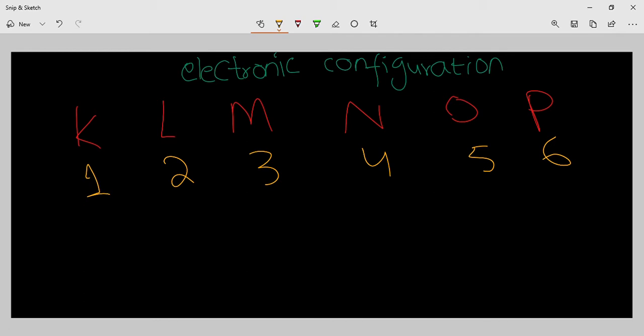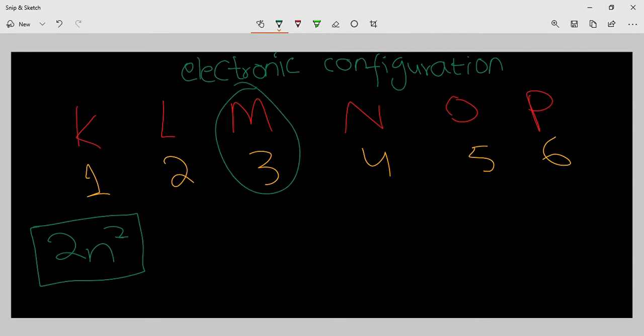Okay, so there's a formula through which we can find how many electrons are there in the K shell, or in the L shell, or in the O shell, in any shell. The formula is 2n square. You have to remember this formula if you have to find the number of electrons in each shell. Now for example, we will find the number of electrons in M or third shell. How will we do that? Let's do an example.